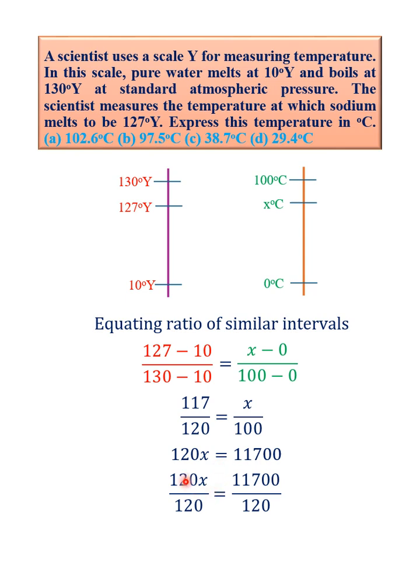And that gives us 120 divided by 120 will give us x, and 11700 divided by 120 will give us 97.5 degrees Celsius. So the value of x is equal to 97.5 degrees Celsius. That is the value in the degree Celsius scale that corresponds to the 127 degree Y of the scientist's Y scale. So the correct answer is option B.